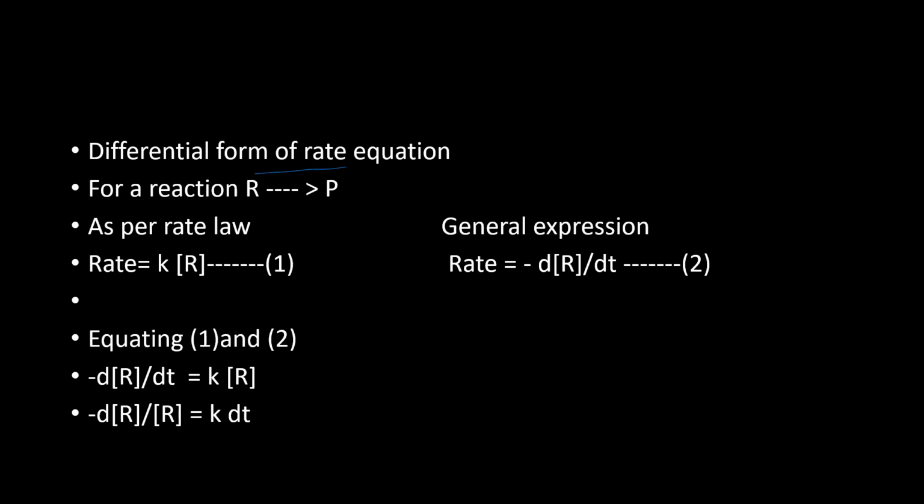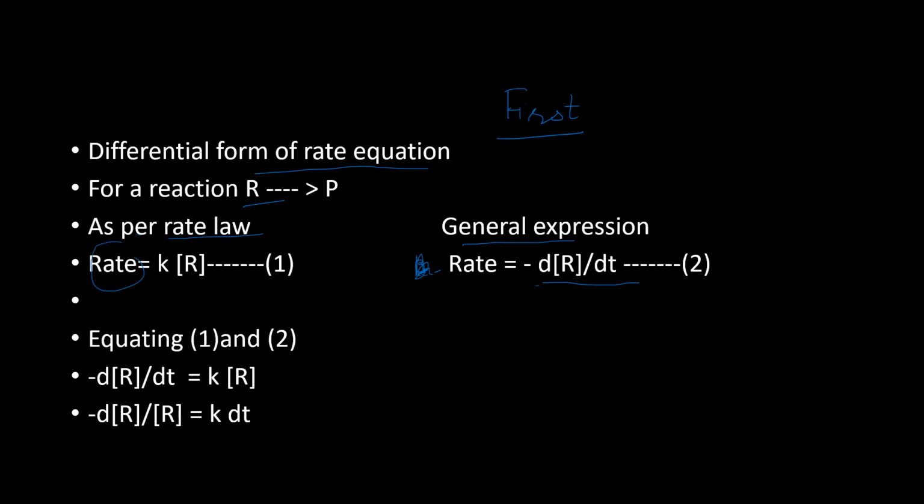So let's see the differential form of rate equation. Here I considered an example for a first order reaction, R giving product. We can express the rate in two different ways. One as per rate law and the second, the general expression like average rate. According to rate law, rate is directly proportional to the concentration of reactant, so rate is equal to a proportionality constant k into R. Then according to the instantaneous rate, we can write the differential rate, minus dR by dt.